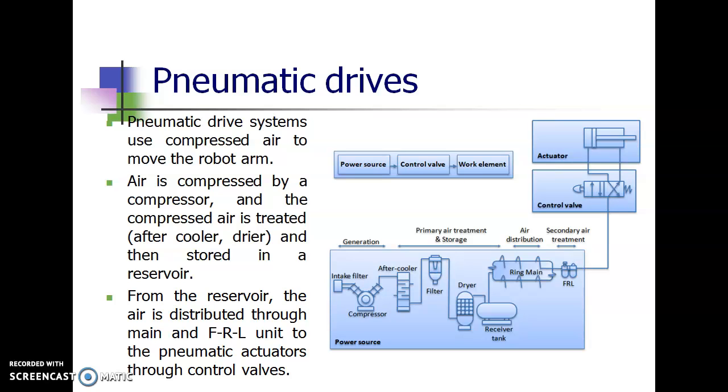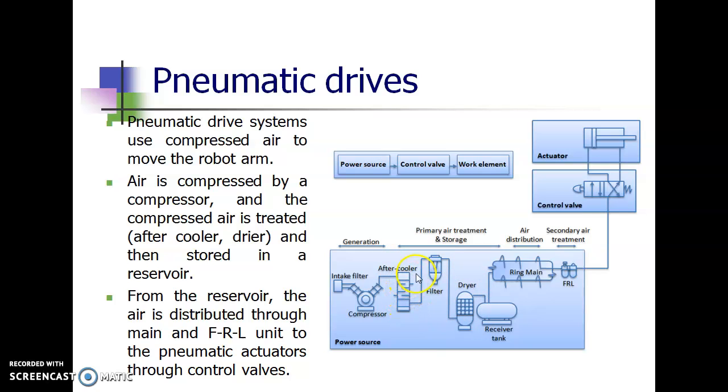The next drive is called pneumatic drives. The pneumatic drives use compressed air for driving the actuators. So here the basic element is, air is sucked into the compressor and gets compressed. The pressurized air or compressed air passes through a primary air treatment process. The primary air treatment consists of an aftercooler, a filter, then a dryer. All these are called the primary air treatment elements.